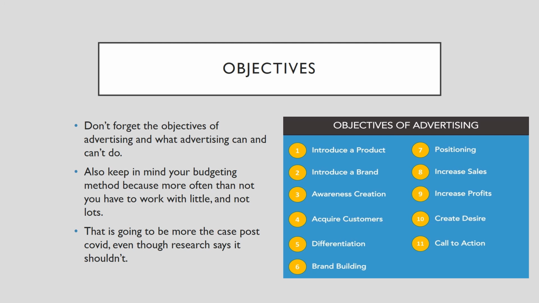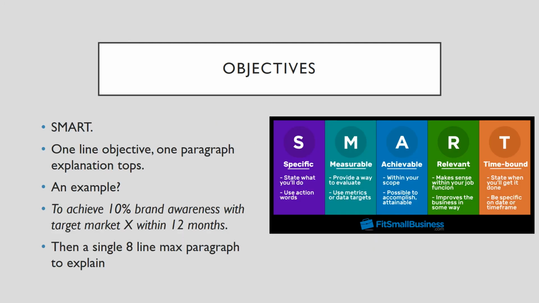And you can see the image opposite there, the objectives of advertising. There are 11 according to that image, and they're not bad ones to look at. When you write objectives though, remember this SMART criteria: specific, measurable, achievable, relevant, and time-bound. One line objective, maybe two. One paragraph though, explanation tops. Paragraph being 8 lines. An example, to achieve 10% brand awareness with target market X within 12 months. Then a single 8-line max paragraph to explain.